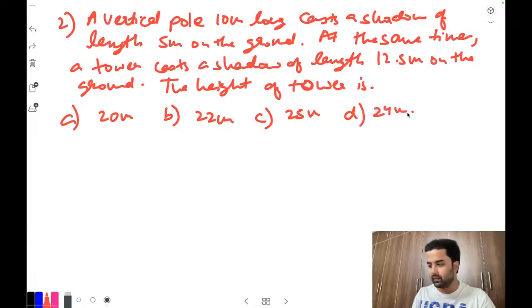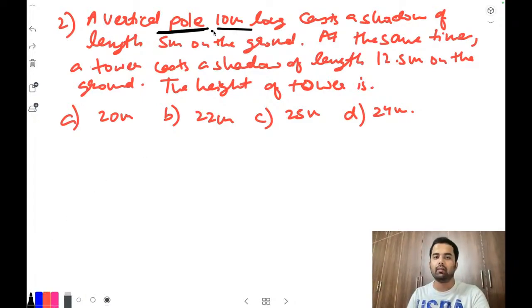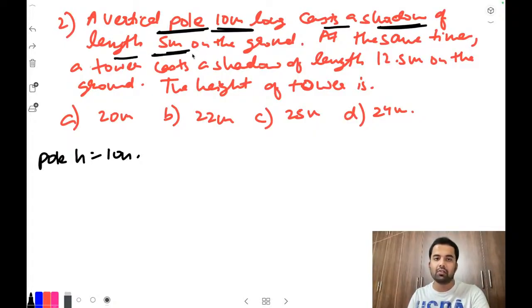Now check this out, everyone. Here, two parts are given. First is a pole, 10-meter long, which means pole height is given. Pole height is 10 meter. Okay, fine. And cast of shadow, shadow of length 5 meter. Shadow stands for base value, right? So base is given here. What is that? 5 meter.